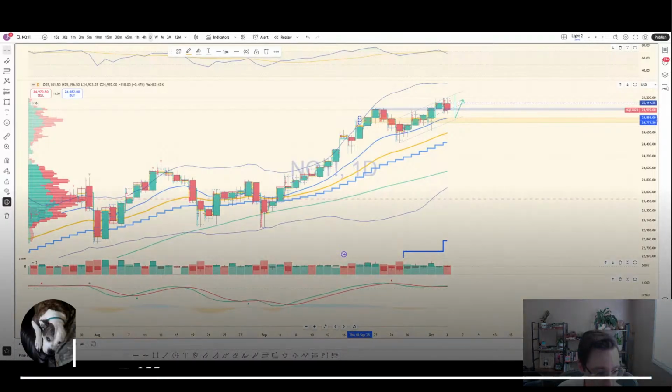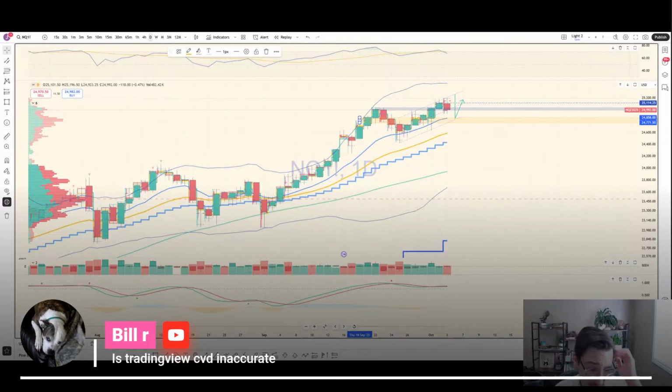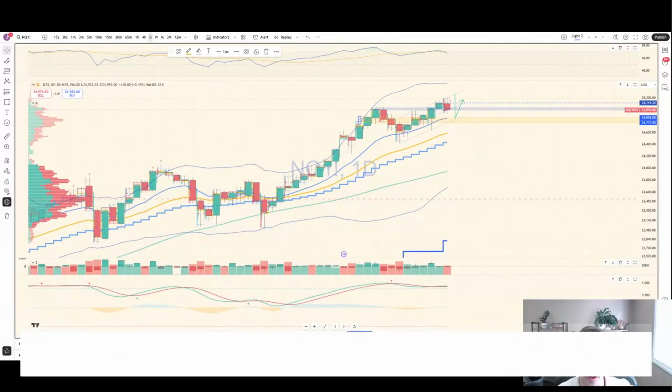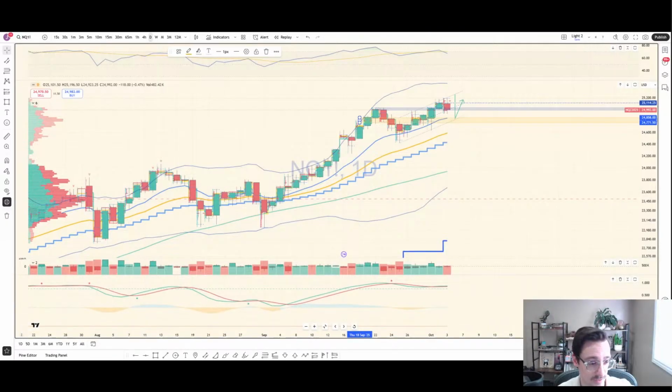Bill R asking, is TradingView CVD inaccurate? I have no reason to believe it's inaccurate. I mean, it's just a matter of whether you trust their data source. I think they use pretty standard data suppliers.